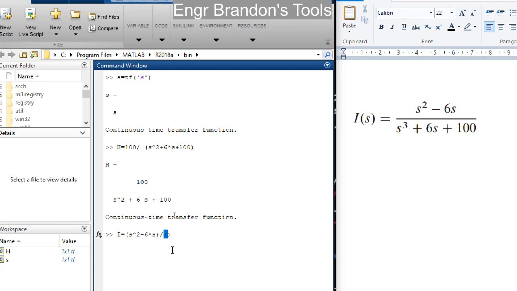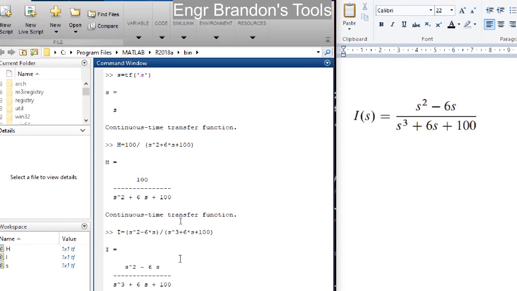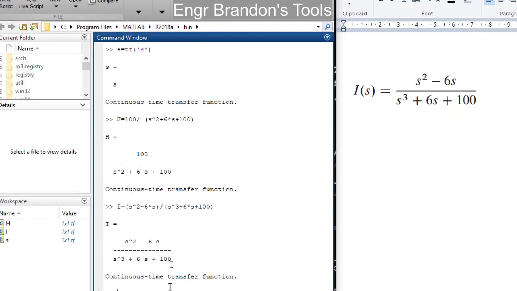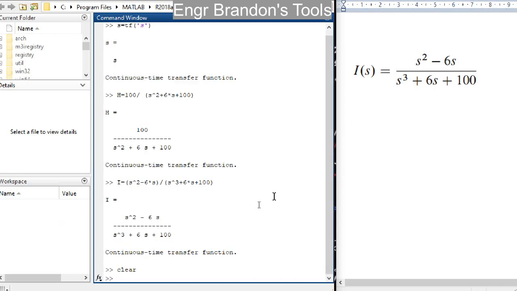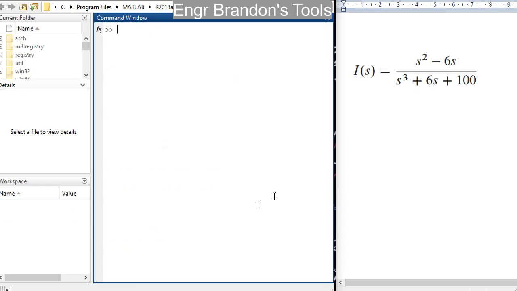For the denominator, we have S cube plus 6 times S plus 100. So if I hit the enter button, we are going to have I as this. So I is S square minus 6S divided by S cube plus 6S plus 100, which is exactly the same as this one. For the third method of defining transfer functions, clear the workspace, clear the command window.